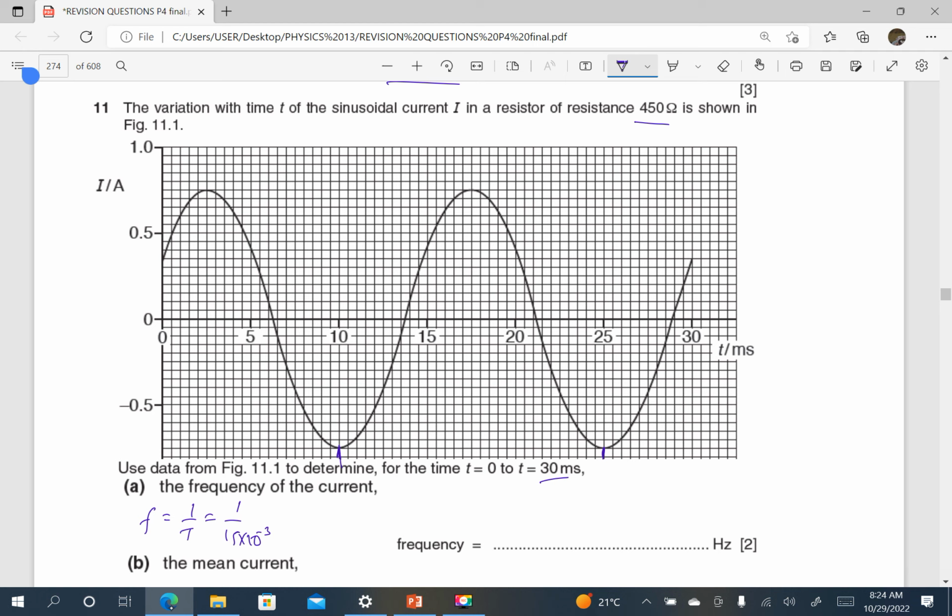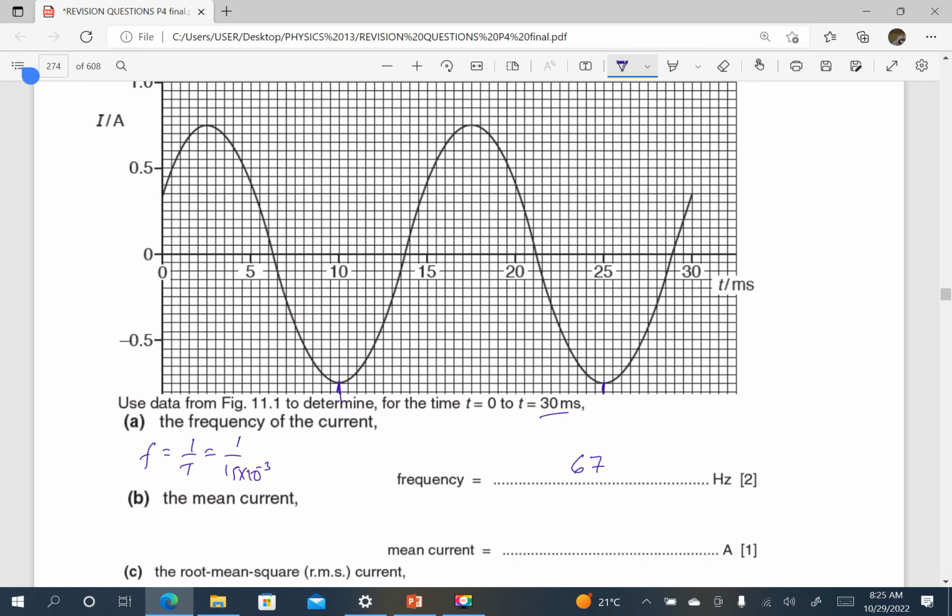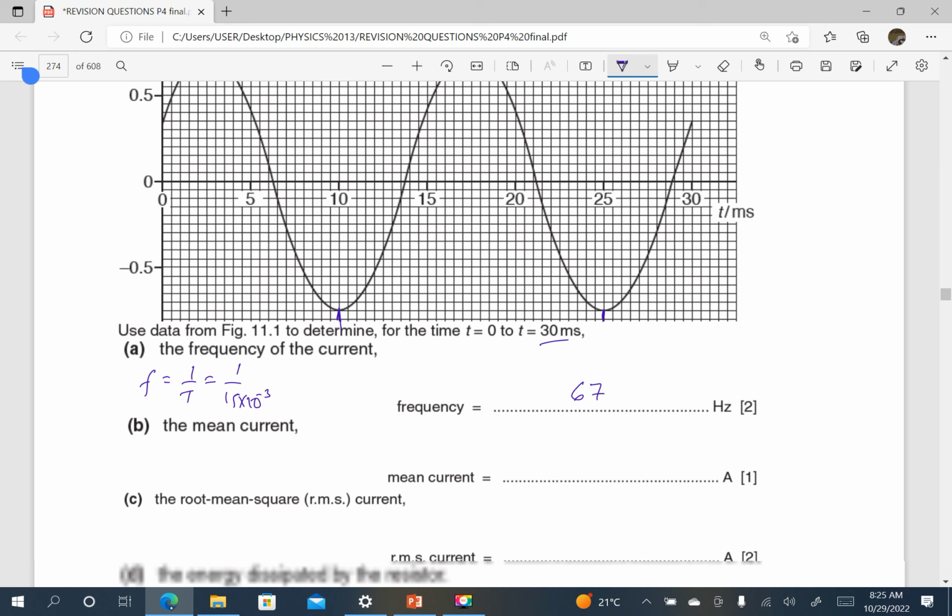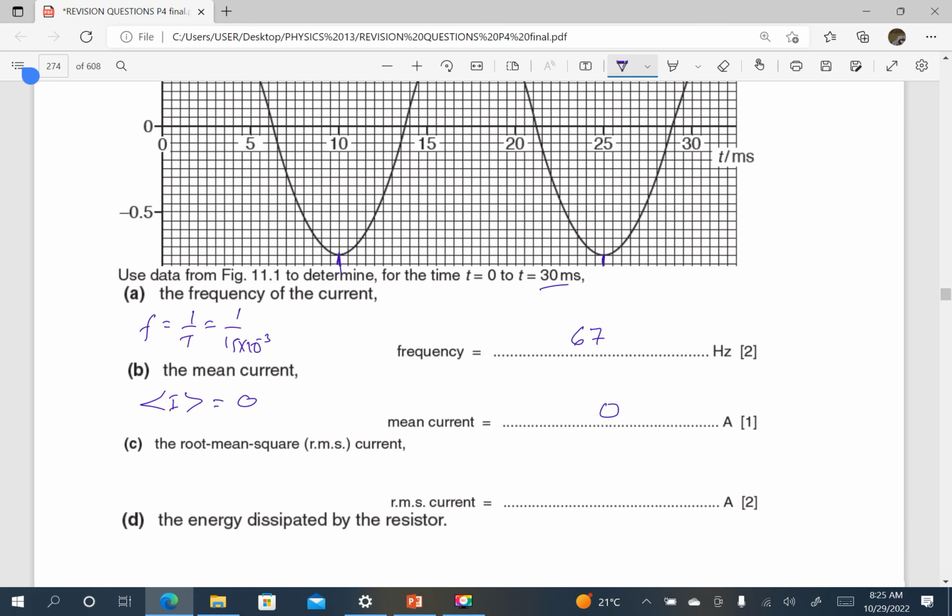So that is the period. Pressing the calculator to get the frequency. So the frequency is approximately 67 hertz to 2 significant figures. Then the mean current, this is alternating. The average value of current for alternating current is 0. So here the answer is 0. Then the root mean square value of current, I root mean square, is equal to I naught, that is the peak, over root of 2.